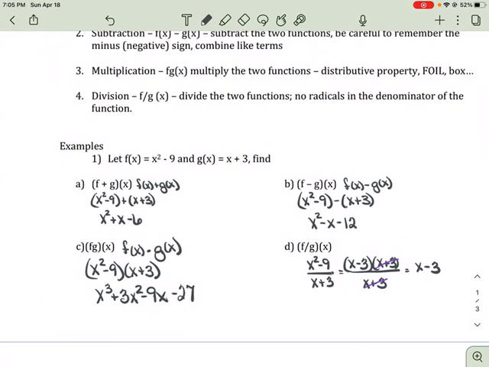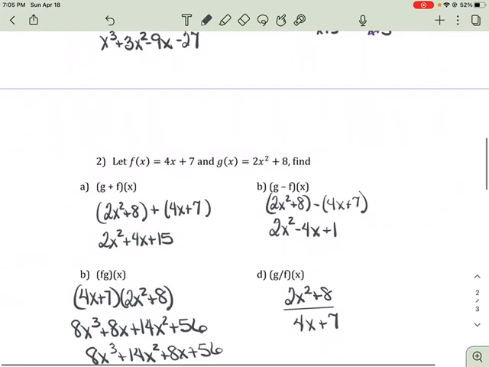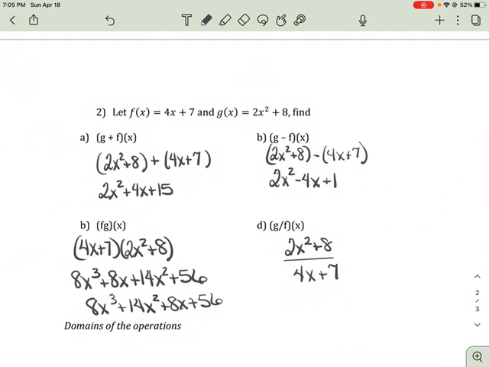All right, so hopefully it doesn't seem too complicated. We're just going to add our two functions, subtract them in the order given, since, again, there's a big difference between f minus g and g minus f. Okay, multiply and divide. So why don't you pause the video and try number 2 on your own. Okay, so here are our answers for number 2. Okay, notice in the division 2x squared plus 8 cannot be factored, so we're just going to leave it just like that.